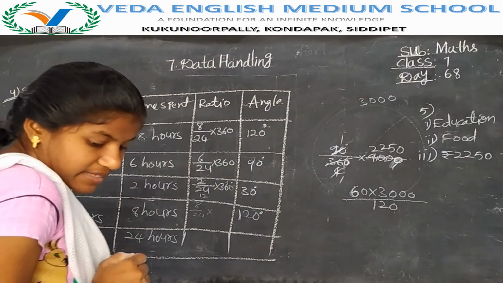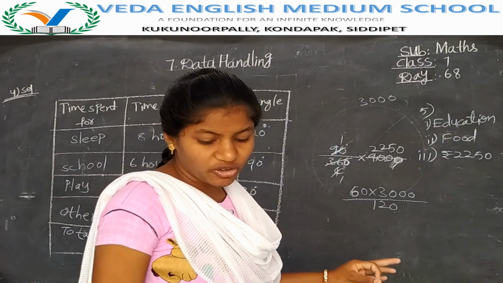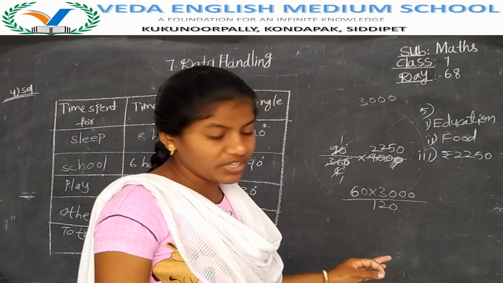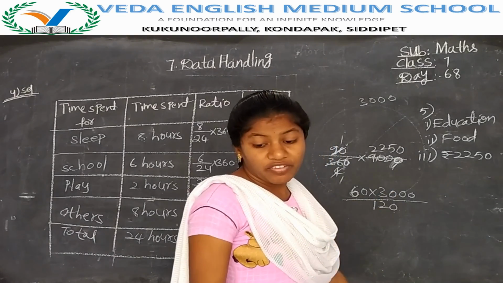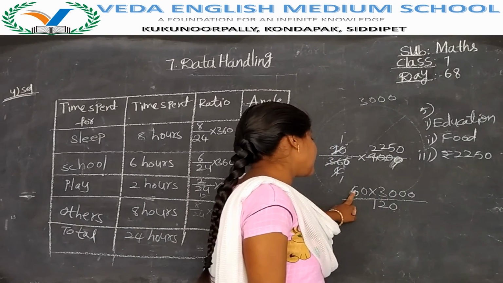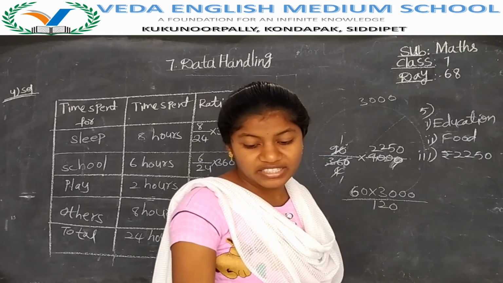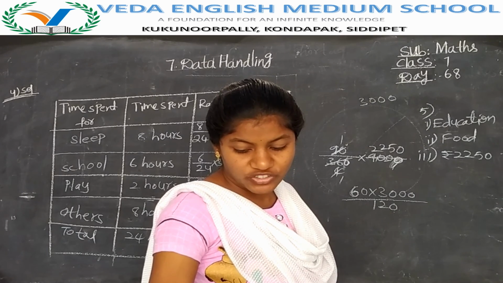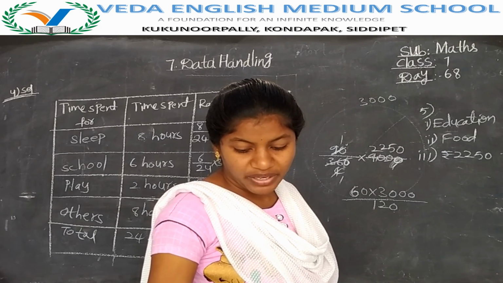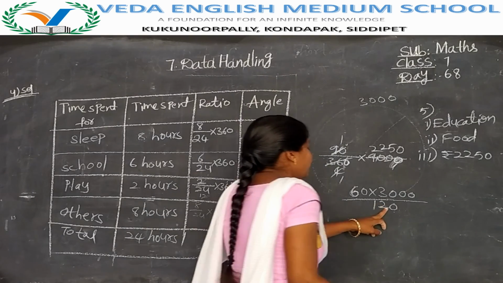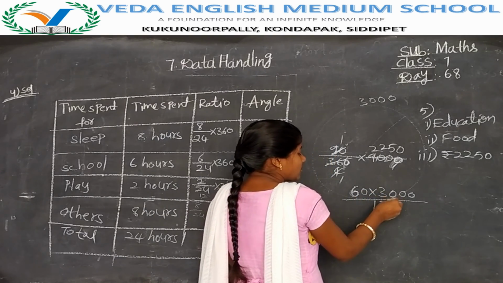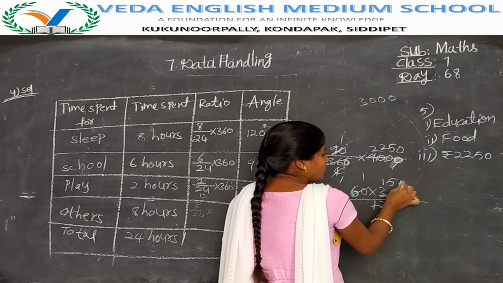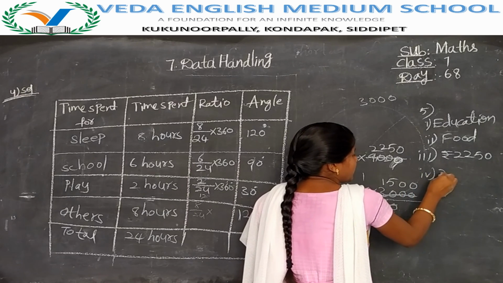Here they are saying that if the expenditure on food is 3000, what is the expenditure on education of the children? So 3000 into, for education, how much are they spending? 60 degrees. Why do we have to take 120? They ask about the children's education. How much are they spending on education? Education means 60. Here we are comparing with food. Food has how many degrees? 120 degrees. So 120 we have to take as the denominator: 60 into 3000 by 120. 60 ones are 60, twos are 2, 2 ones are 2, 15s are 30, 2 zeros, 2 zeros, 2 zeros, 1500. They are spending 1500.